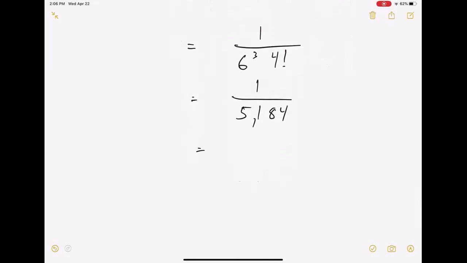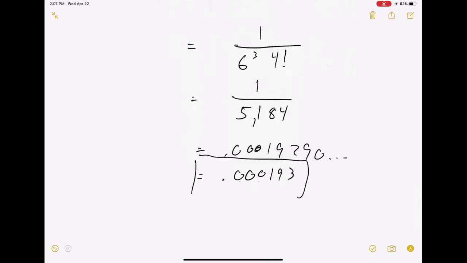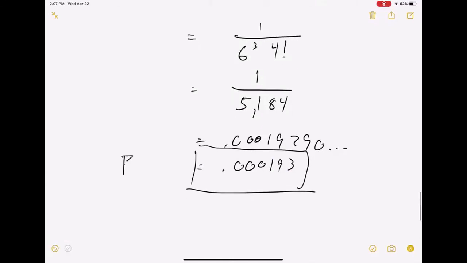I can plug this into my calculator and get a decimal number, 0.00192900 and so on. Rounding to 6 decimal places, I get 0.00193. So this would be my bound for my error: my remainder has to be less than or equal to 0.00193. I know that's really complicated. Hopefully that's enough to guide you through your own problems. That pretty much wraps up the new material and the new problems. Now it's all just time to review.